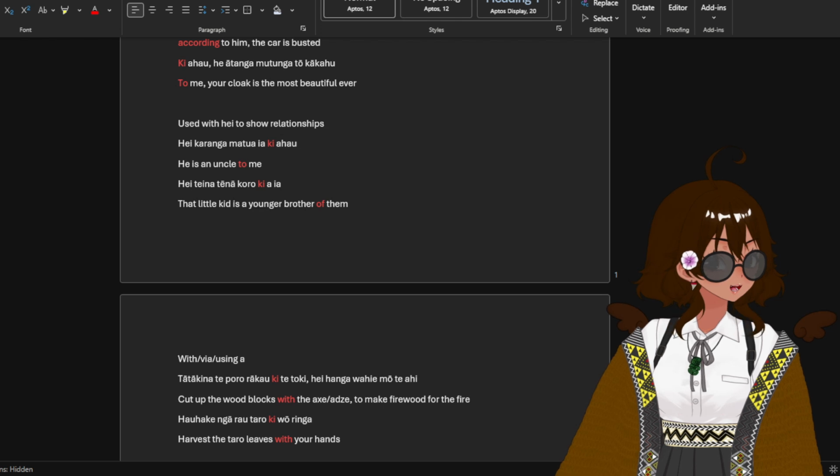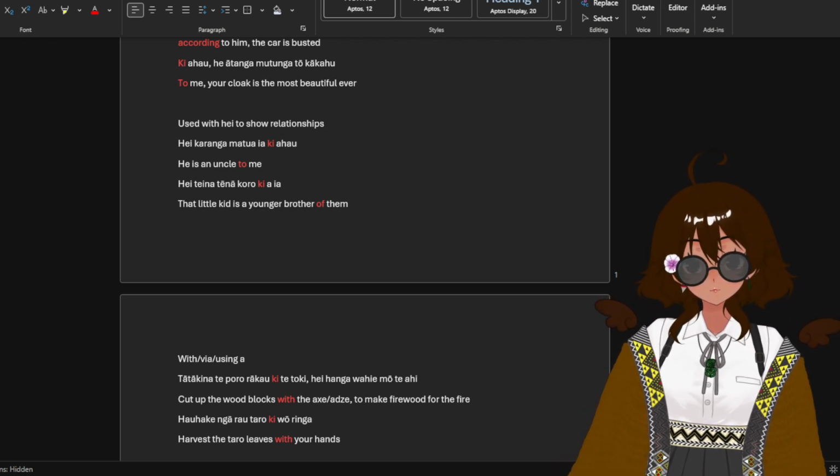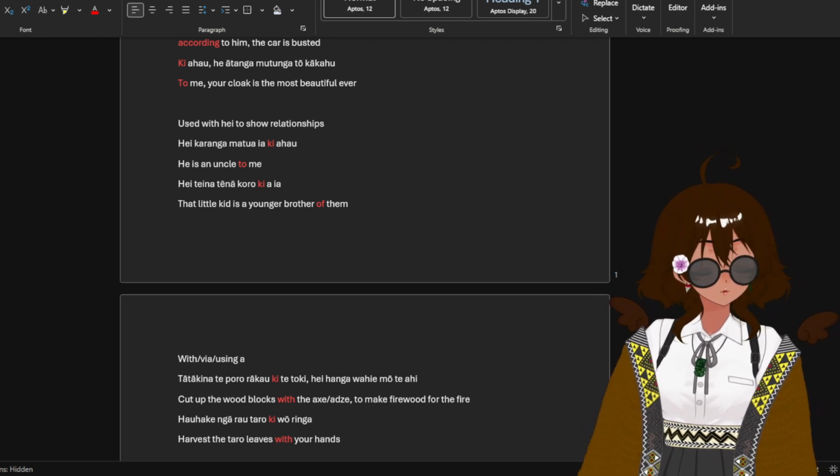But anyways, getting back to what I was saying, hei teina tērā koro kia ia. That little kid is a younger brother of them, or to them.